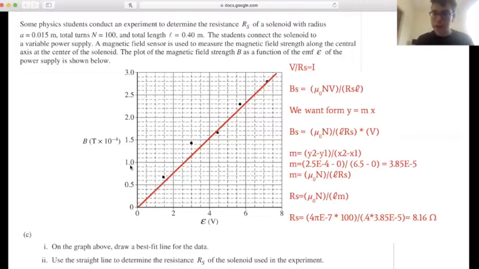And so we divide it into this, and we calculate the slope to be 3.85 times 10 to the negative 5 Teslas. A common mistake here will be that an individual plugs in the Teslas as 2.5 instead of 2.5 times 10 to the negative 4. So that's something to watch out for. And then we just have to isolate for the resistance, and we get 8.16 ohms. And there's a large range depending on how you calculate the slope.